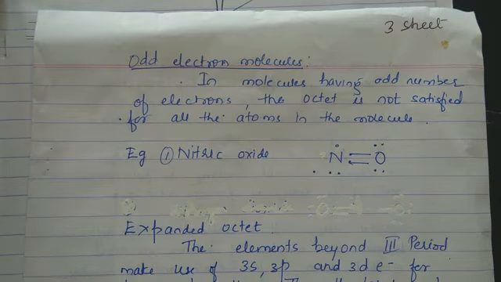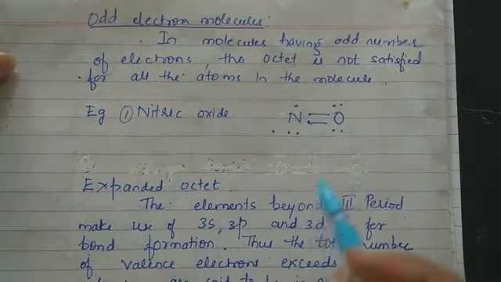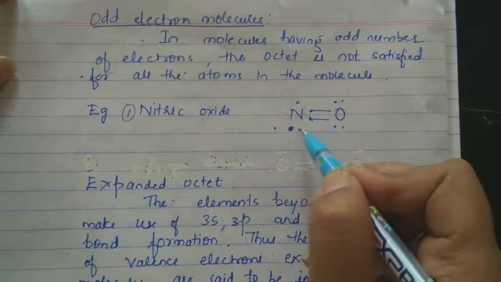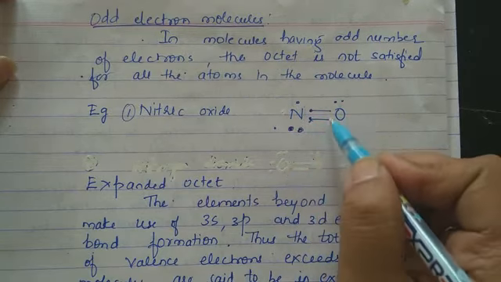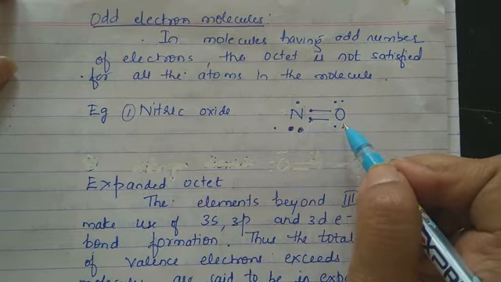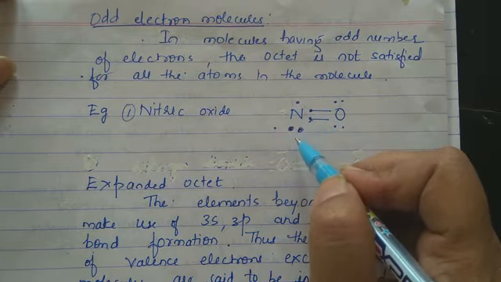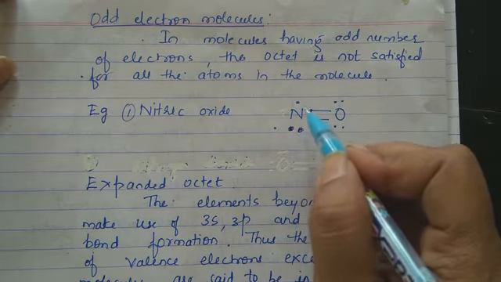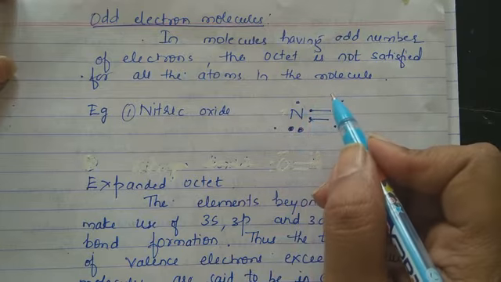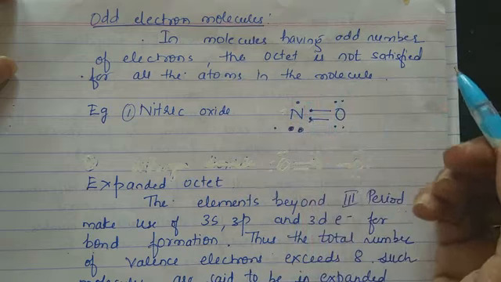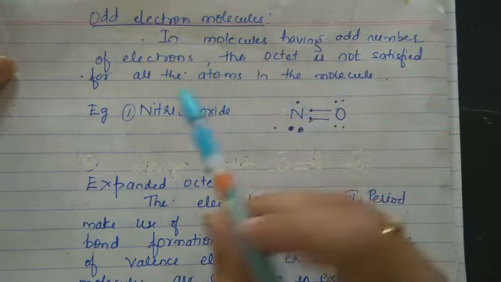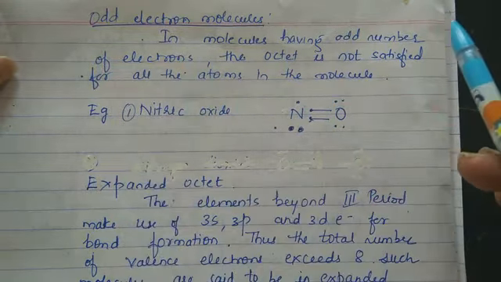Now there are molecules which have an odd number of electrons and they do not obey the octet. For example, what is the valency of nitrogen? 5. So I have shown the valence electrons here. 1, 2, 3, 4, 5. And it is making bonds with oxygen here. But is nitrogen having 8? No, only 5. Moreover it is having 1 odd electron. Therefore it is not obeying the octet and we say it is an odd electron molecule.